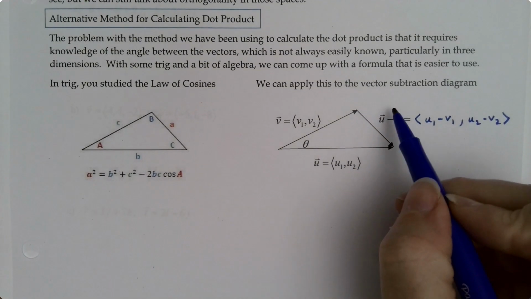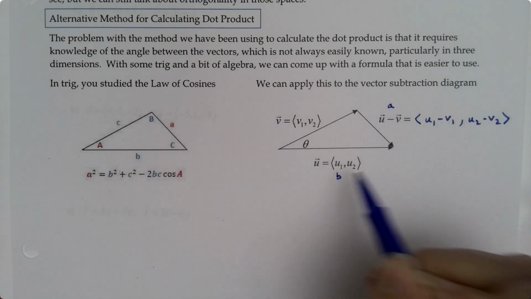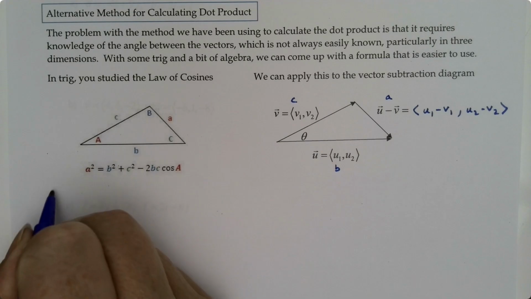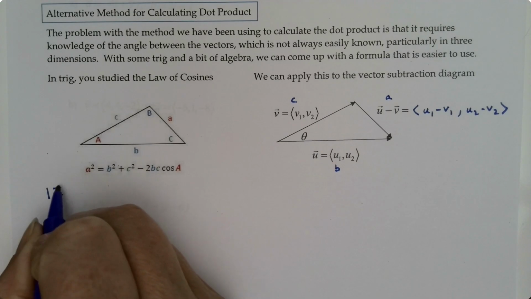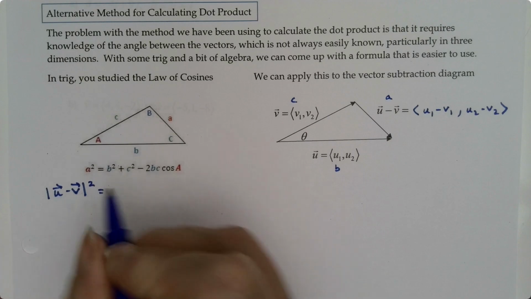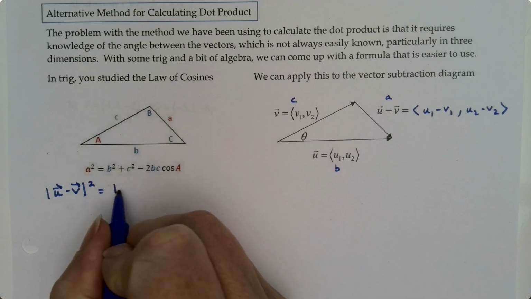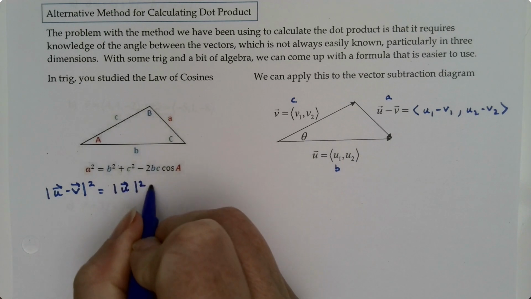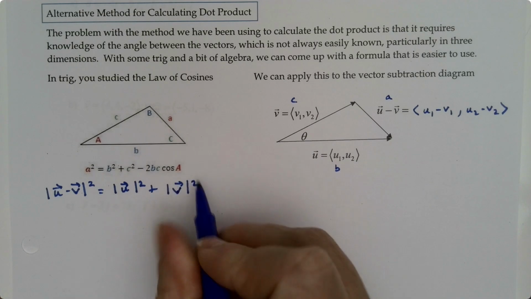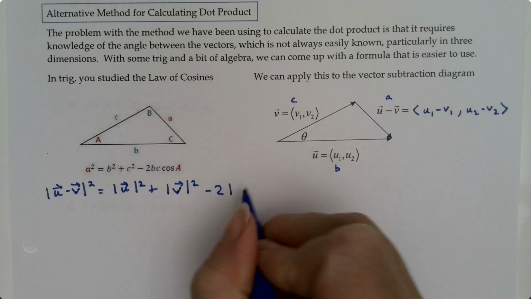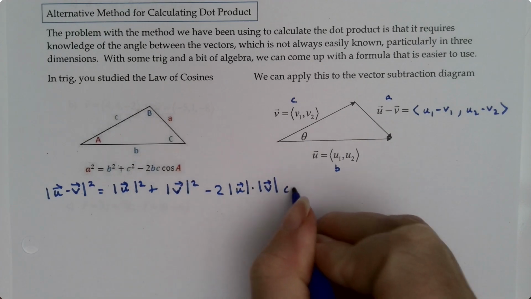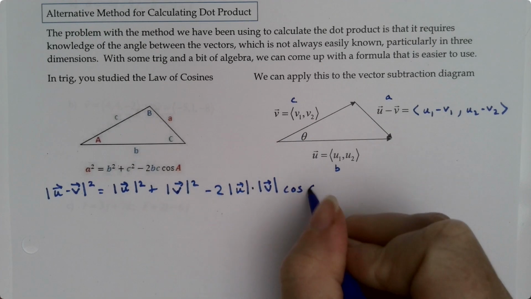All right, so now if we think of these as being a, b, and c from the triangle, then we can say with substitution that a, which is u minus v, and its magnitude squared, will be equal to b squared, which is the magnitude of u squared, plus c, which is the magnitude of v squared, minus 2 times the magnitude of u times the magnitude of v times the cosine of the angle between them, which in our case is theta.